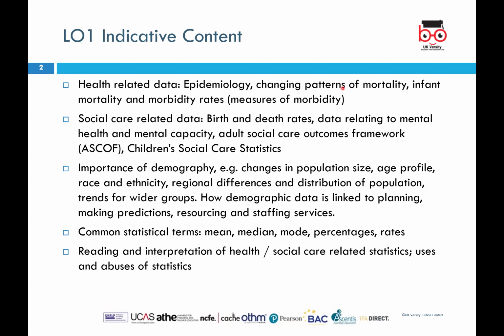Then we'll talk about social care related data. So we have birth and death rates. We have data relating to mental health and mental capacity. We have adult social care outcomes framework, children's social care statistics. What is the importance of demography? I talked about it earlier. So it's changes in population size. So your ages, children are dying more, but there are people who are living to a longer age, and those people are mostly not socially marginalized or socially deprived.